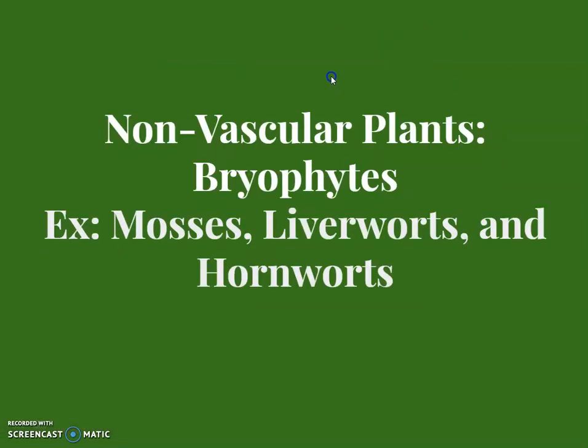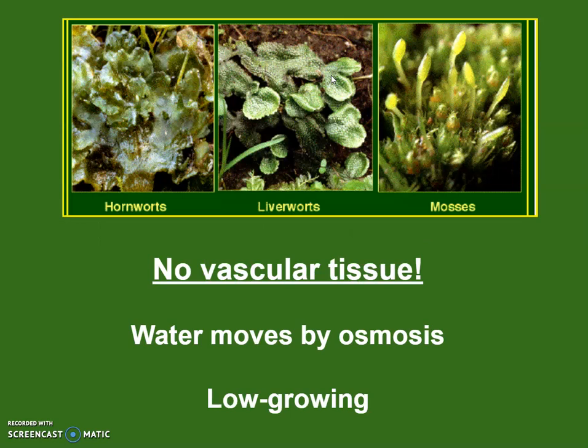So those non-vascular plants are called bryophytes. Examples of bryophytes are mosses, liverworts, and hornworts. They look like this. These are hornworts, these are liverworts, and these are mosses. They do not have vascular tissue, so they do not have tissues that physically transport water in the plant. The water is going to move strictly by osmosis.